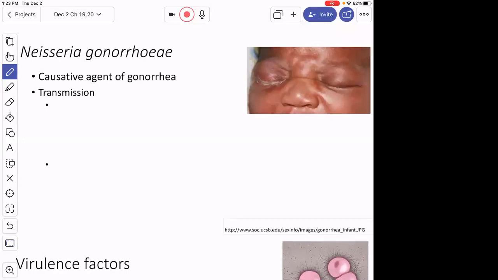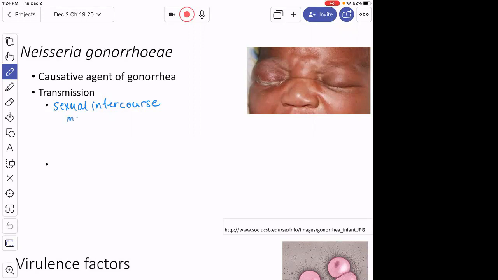Causative agent of gonorrhea, second most common sexually transmitted disease behind chlamydia. And this is a true pathogen. So anybody that's healthy, that's exposed, is really likely to get it. Anybody can get it. It's not just an opportunist. Transmission, most often by sexual intercourse. So it's carried by sperm and bodily fluids.